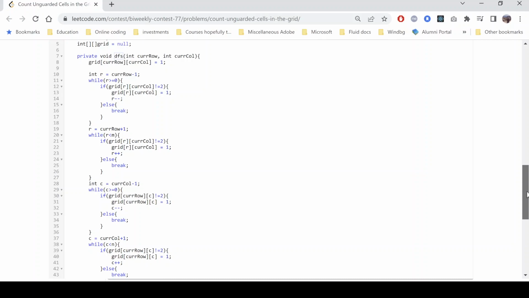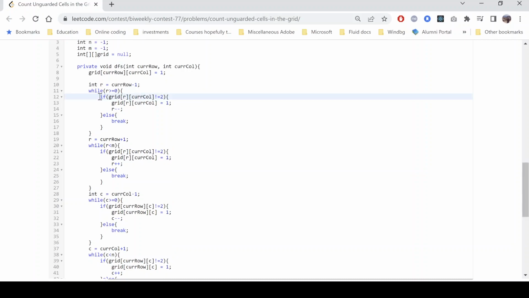So we pass the current row and the current column here, and we mark it as visited. As discussed in the diagram, we will be moving in a particular direction. Now this direction is moving towards the top. That means the column is the same, but the row count is decreasing. So we'll move as long as we have at least one row in the grid, that is, the value of r is greater than or equal to 0. If the value of the current cell is not equal to 2, that means it's not an obstruction, then mark it as visited and keep moving up. However, if this is an obstruction, just break the loop because you can't move up now.